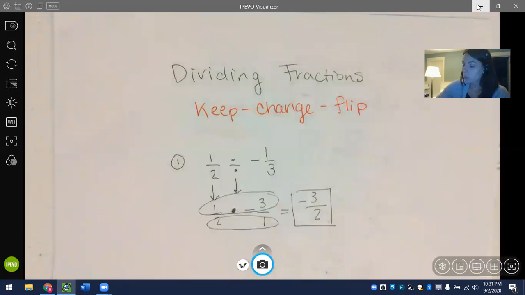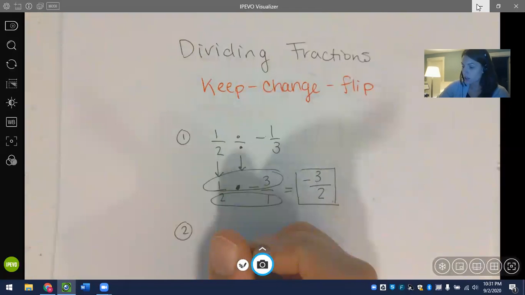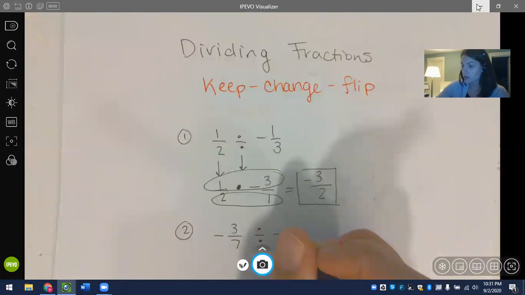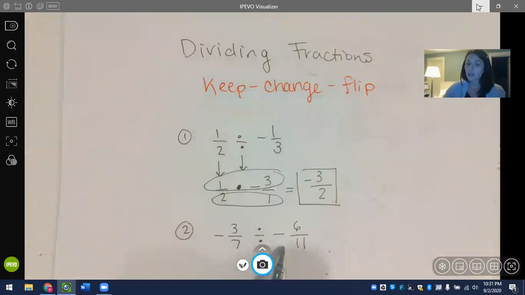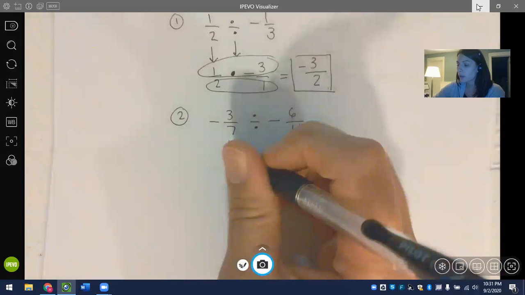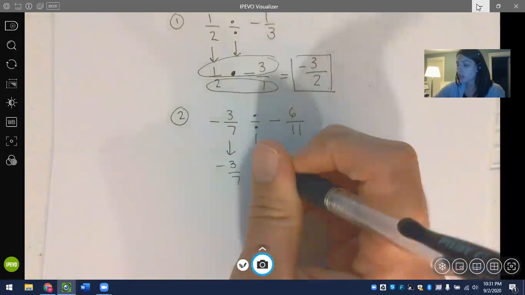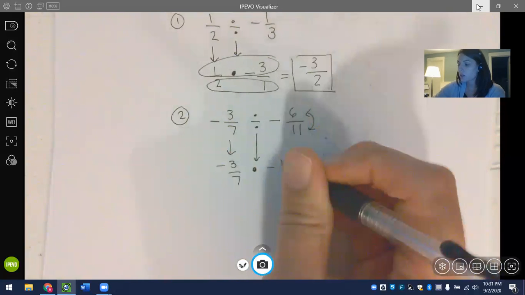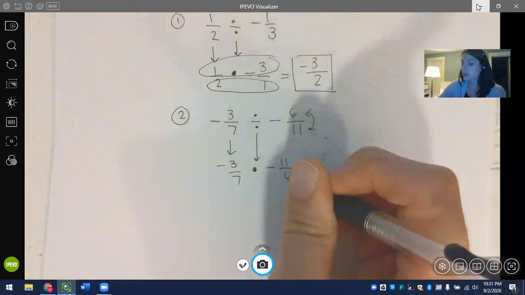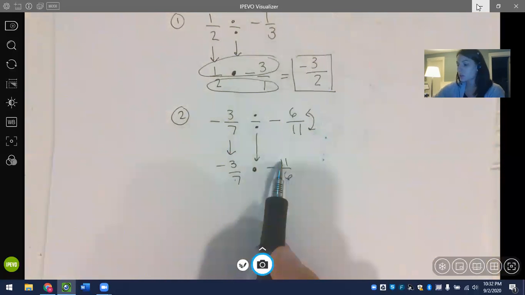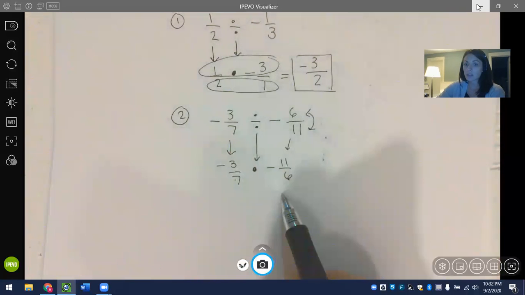Let's look at another example of dividing fractions. So I have negative 3/7 divided by negative 6/11. So first of all, negative, negative, it's going to become a positive. I'm going to keep, change, and I'm going to flip this last term, negative 11/6. I kept the first term, changed to multiplication, and I flipped that last term. So negative 6/11 became negative 11/6. Now it's a multiplication problem.